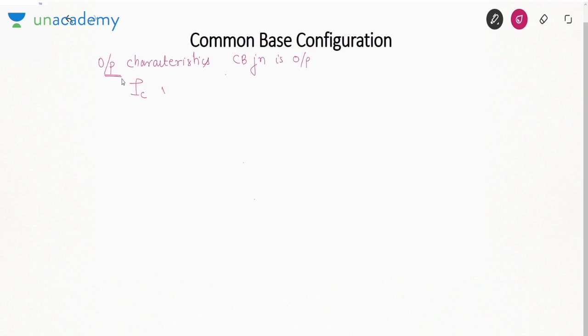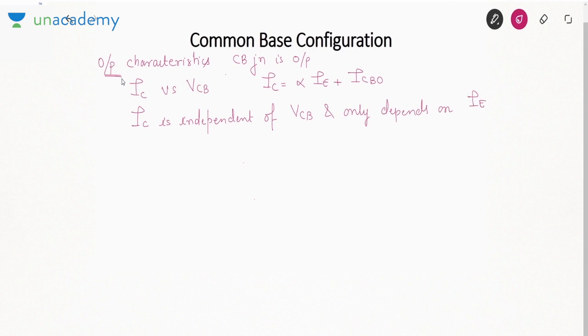So we draw this characteristic IC versus VCB. Now we know IC is alpha IE plus ICBO. That means from what we have learned so far, we can say IC is independent of VCB and it only depends on IE. Okay, it is always independent of VCB.